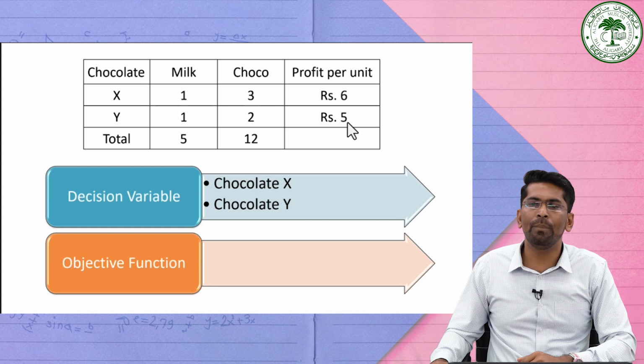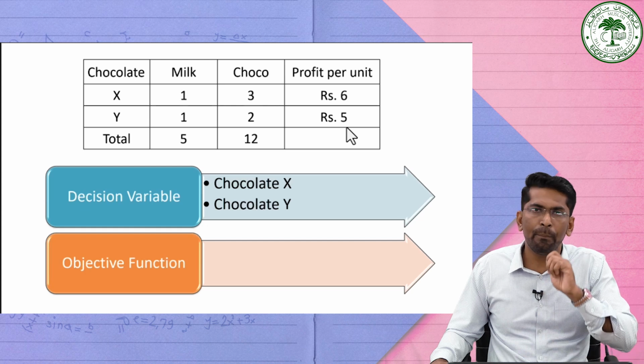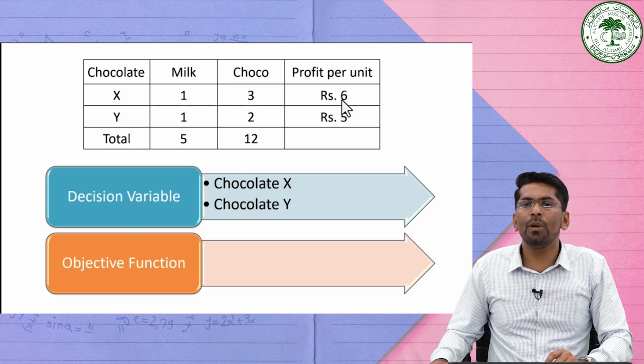So in our example, the company wants to maximize the profit. It was already mentioned in the given problem: the company wants to maximize the profit. So profit maximization is the objective function. Here, by using that given problem, the company makes a profit of rupees 6 per unit of chocolate X when it is sold and 5 rupees per unit of chocolate Y when it is sold.